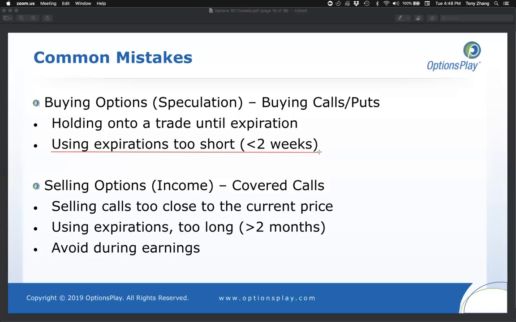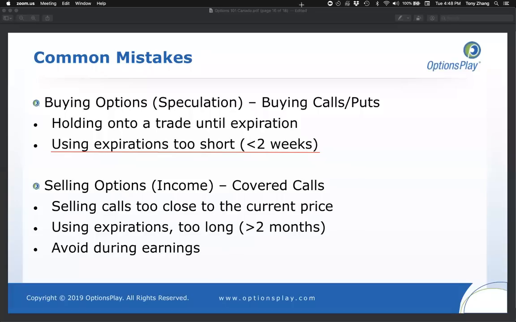So when you're buying an option, you don't want to use expirations that are too short. Again, you want to use expirations that are at least 1 to 2 months out, to give yourself enough time, so that if you expect a move to happen in 3-4 weeks, it might end up taking 5-6 weeks. You want to give yourself a little buffer on that time zone when you're buying an option.